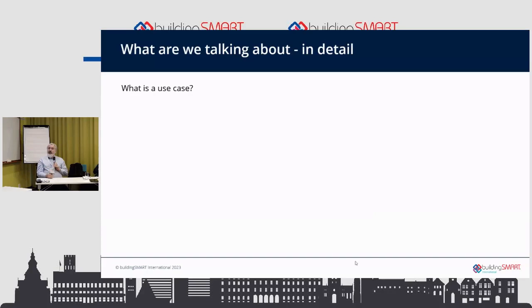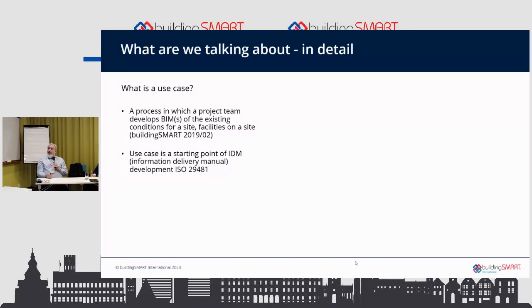What we are talking about in detail is a use case. What is a use case? The definition of buildingSMART in 2019 is a process in which a project team develops BIMs of the existing conditions for a site, facilities, or facilities on site. So they work together through BIMs. In the ISO 29481, the use case is the starting point of an IDM, the information delivery manual. So it's about digitalization. It's changing something to digital.